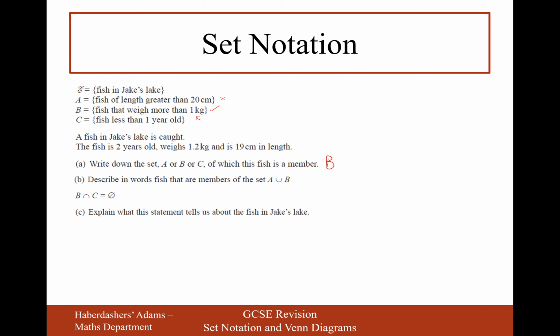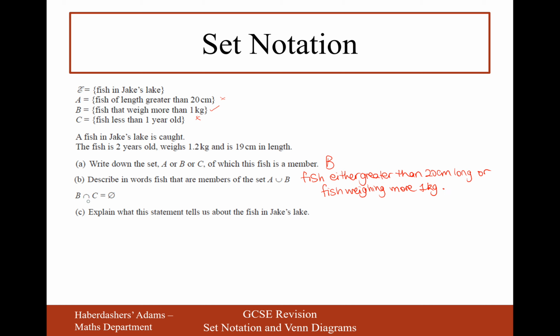Describe in words what the member of set A or B represents. So, in this case, it's going to be fish either greater than 20 centimetres long, or fish weighing more than 1 kilogram. So it's either of those two criteria.